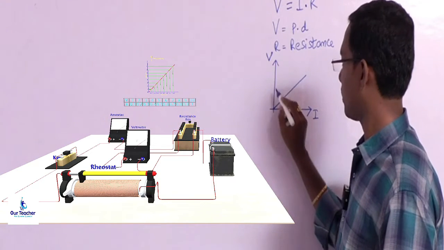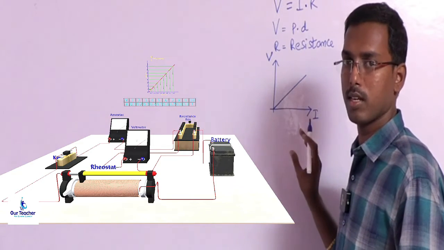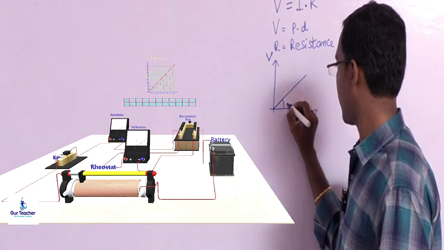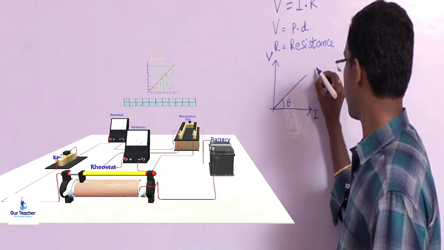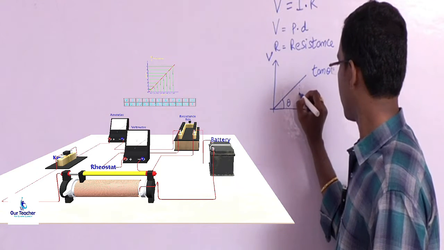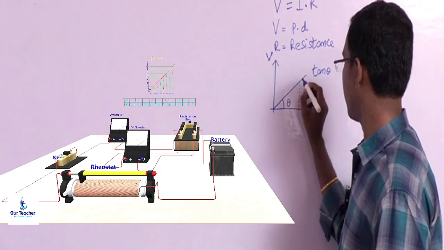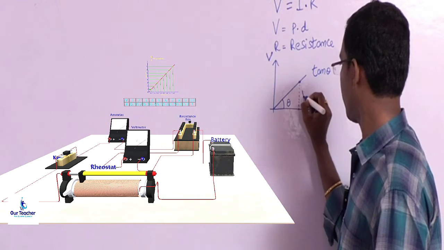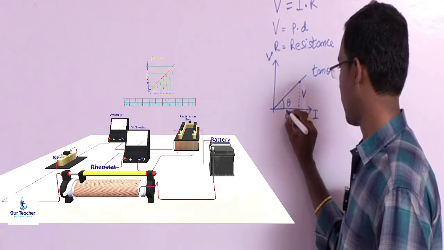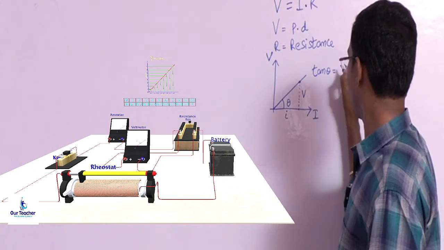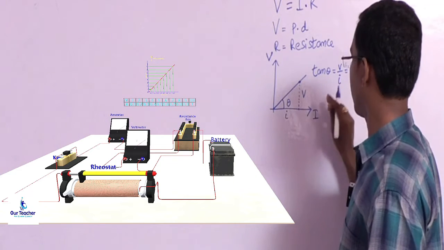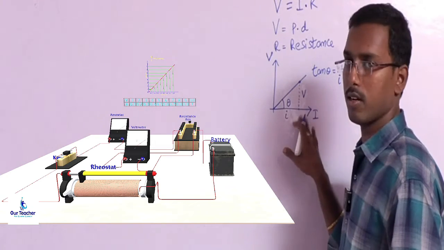So this is the graph of voltage versus current for the formula V is equal to IR. If you take an angle theta and form a right angle triangle, the height is voltage, and the x distance is the electric current, I. So tan theta is equal to V by I, which is called R. So the slope of the VI graph is called R.